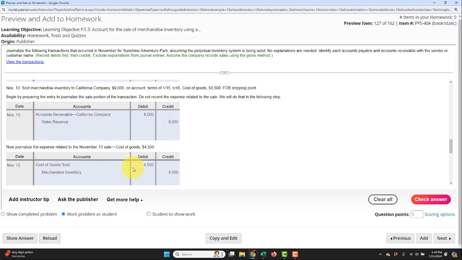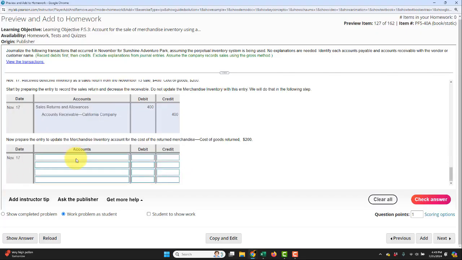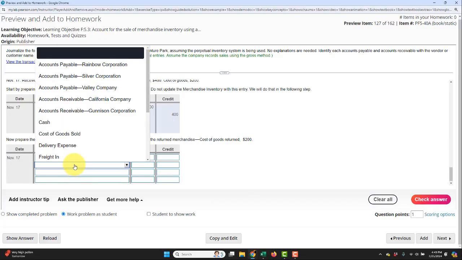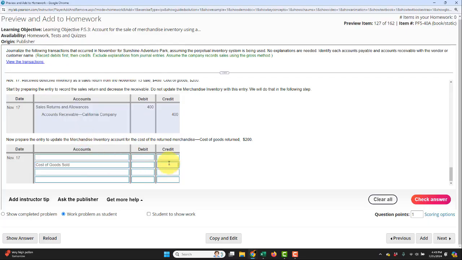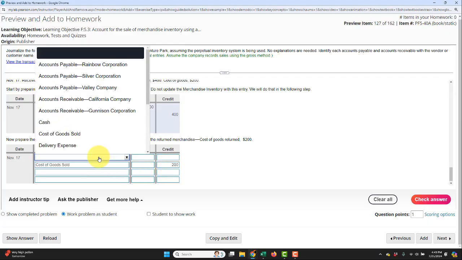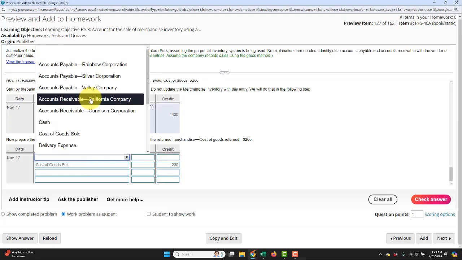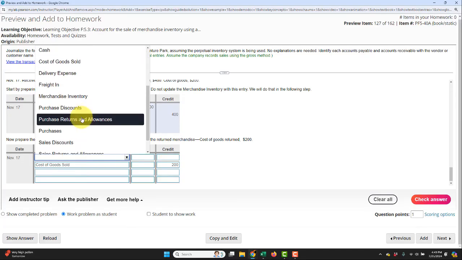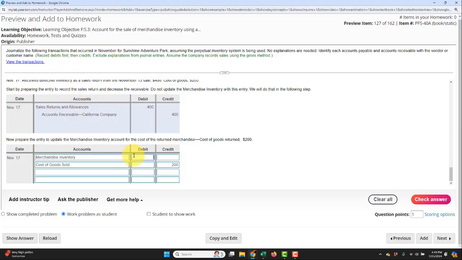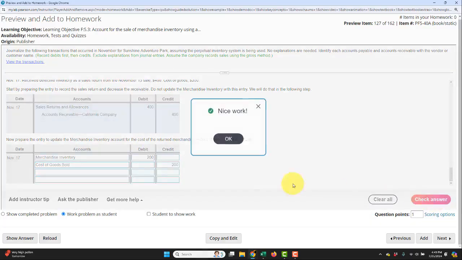Now we need to do something to account for this part because some of this inventory is coming back to us. So basically, we're going to reduce our cost of goods sold because we now are getting that inventory back. And then we're going to use our merchandise inventory and debit it 200.